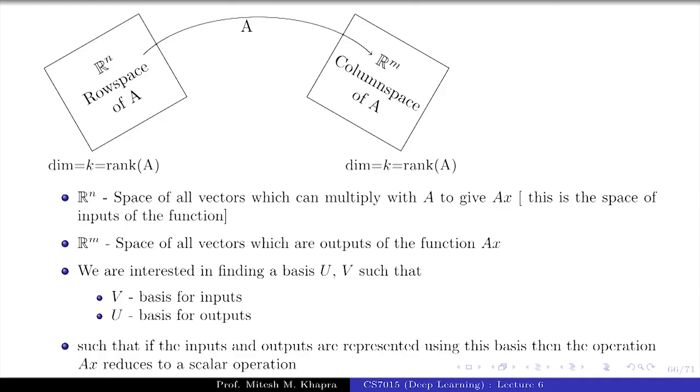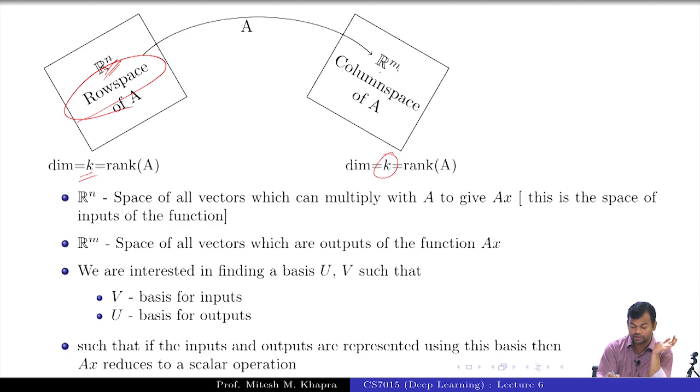Now, can you tell me? I've told you that if such a V and U exist, then you could do this. Can you give me such a U and V? So here I said that the dimension of the row space is K and the dimension of the column space is also K. What do I mean by the dimension? Right here this is Rn and this is Rm, and now I am telling you the dimension is K. What do I mean by that?